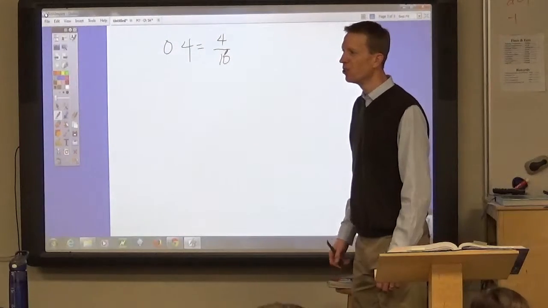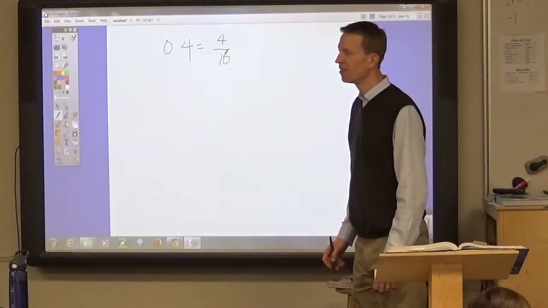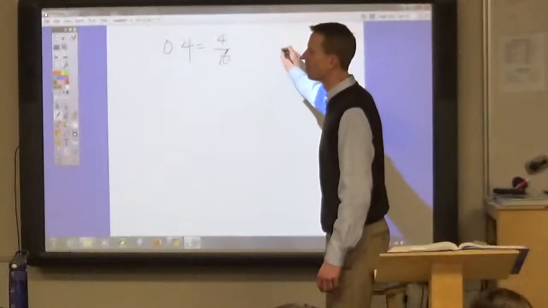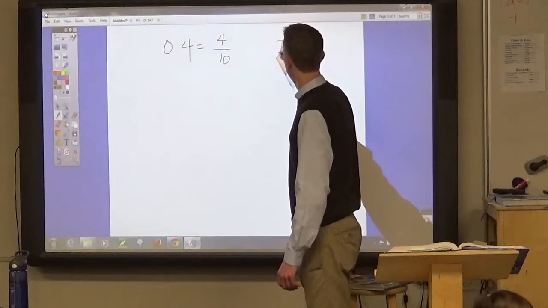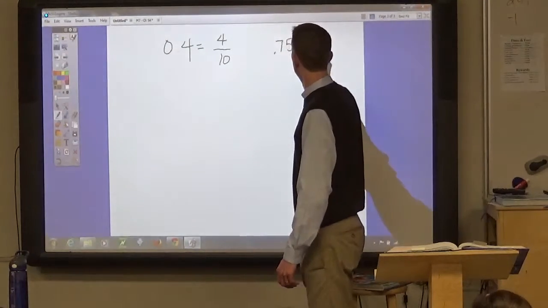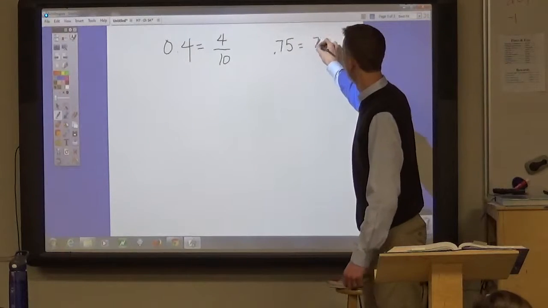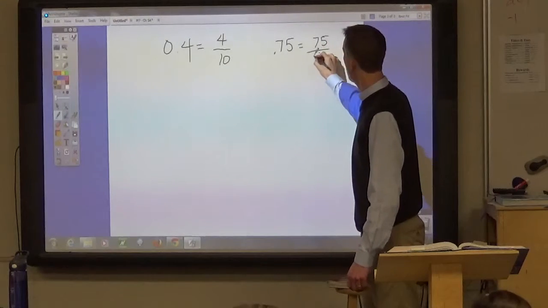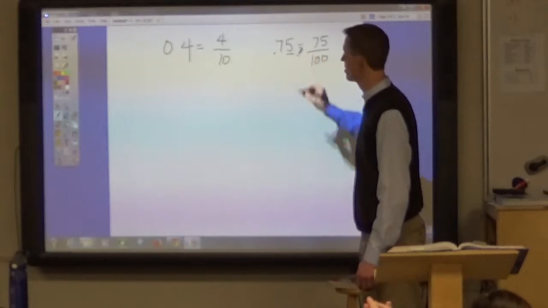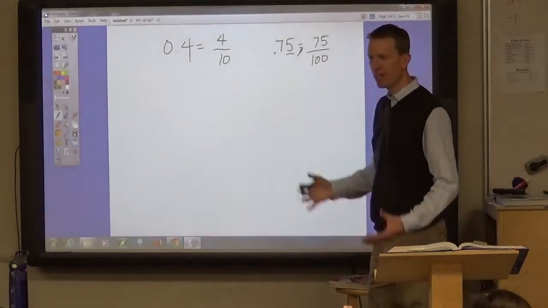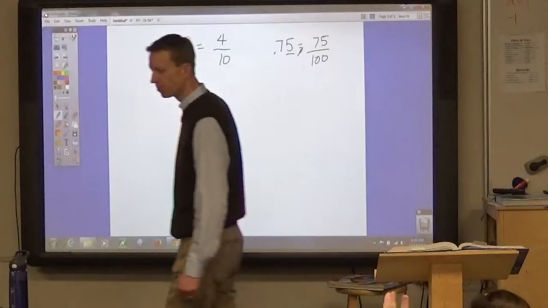Chase, how would you do number 2? Number 2 is 0.75. You write it as 75 hundredths. Hundredths is the place of the last digit. And reduce it. Right?